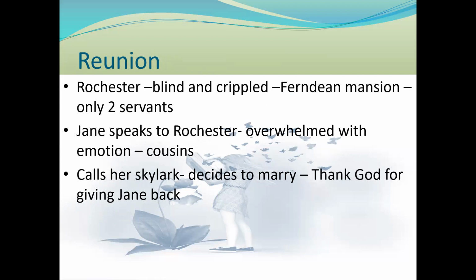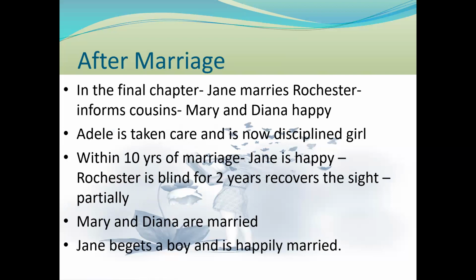Rochester is overwhelmed with happiness to see Jane back. He thanks God for giving Jane back. He calls her his Skylark and decides to marry her without any further delay. In the final chapter, we see that Jane gets married to Rochester and informs her cousins about their marriage. Edward gets back his eyesight after 2 years, and Jane gives birth to a baby boy. After 10 years, Jane is happily married to Rochester.